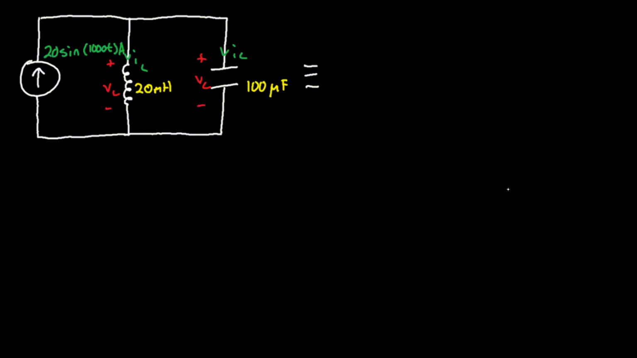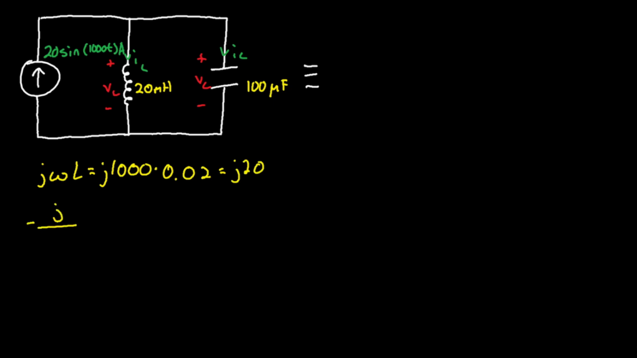So first off, j omega L, right? This is the impedance for your inductor, is equal to j times the angular frequency, which is 1000 in this case, times your inductance, which is 0.02 henries. If I were to multiply 0.02 times 1000, this is equal to j20.